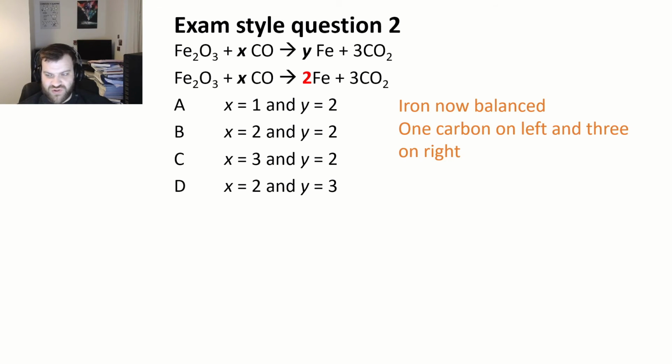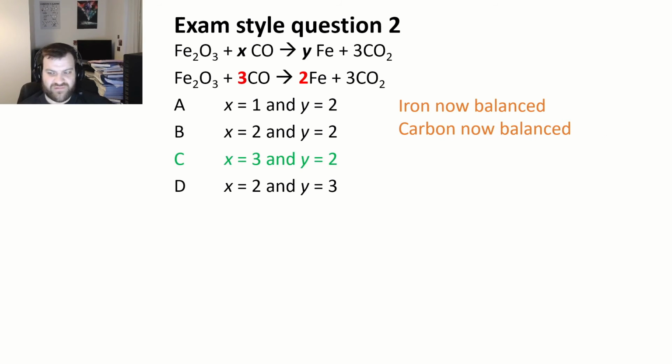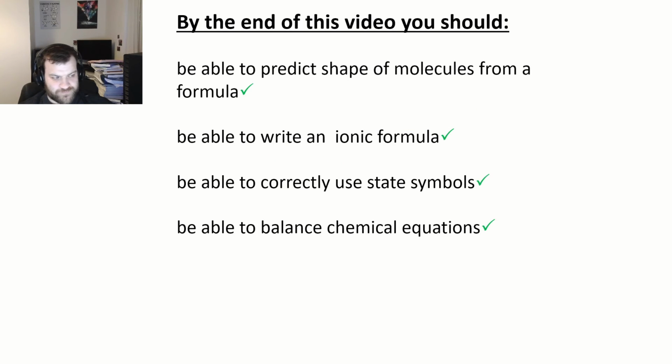But now we have the issue of carbons, where we've got 1 on the left and 3 on the right. We can then put a 3 in front of the CO, carbon monoxide, and our carbons are now balanced. The oxygens on each side as well, there's 6 on both sides, meaning we have fully balanced this equation, and our correct answer is answer C.